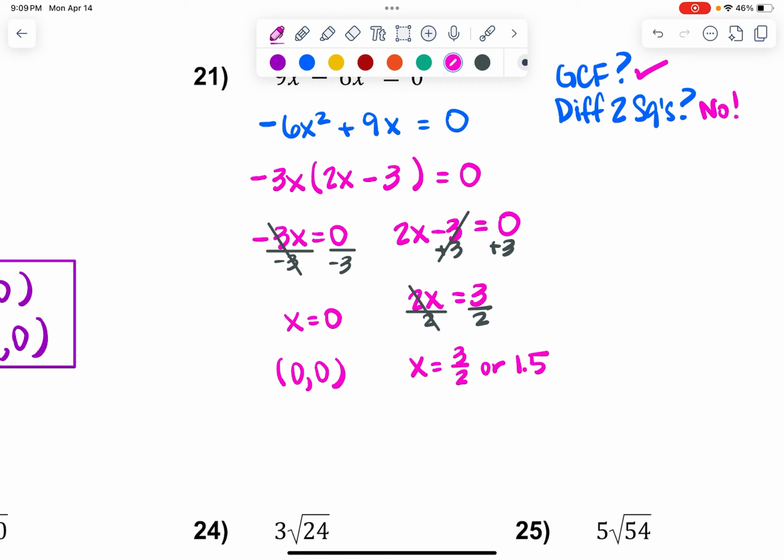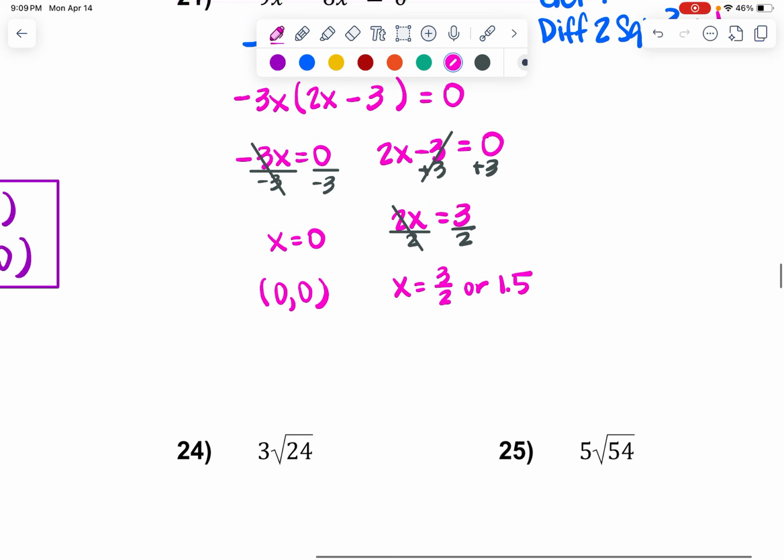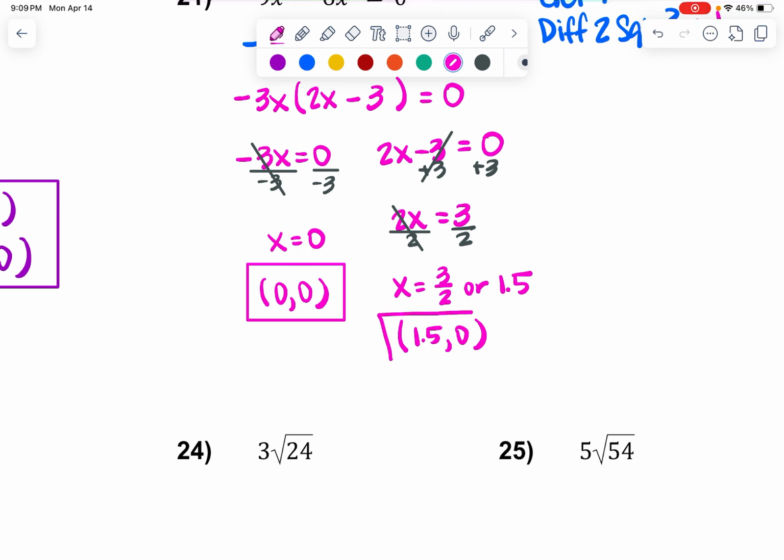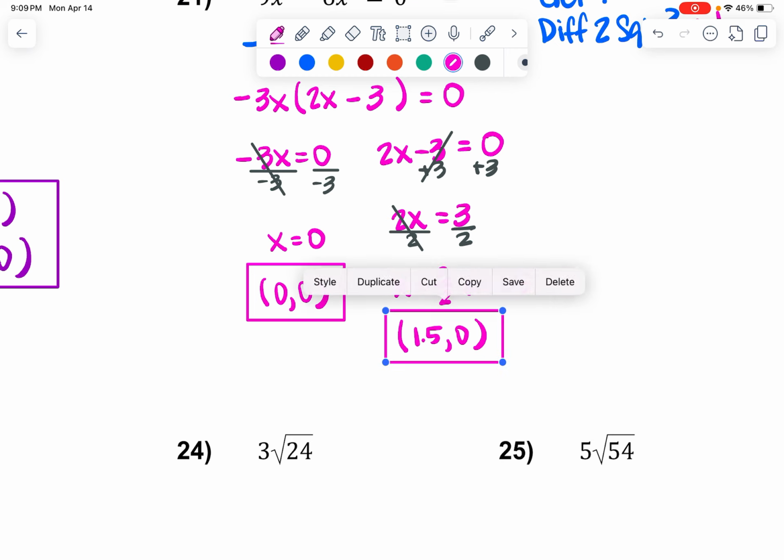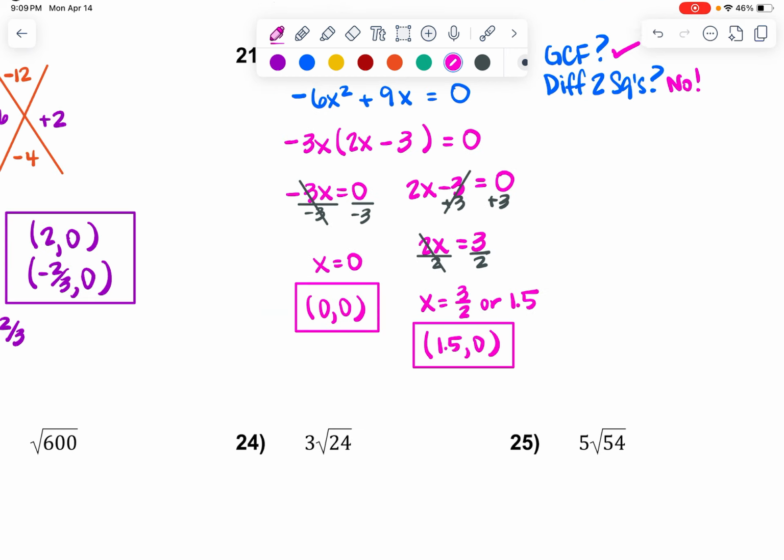I don't care which way you write it, because 3 divided by 2 is exactly 1.5. So it's a nice, pretty finite decimal, right? So you can either write your answer as 1.5 comma 0 or 3 halves comma 0. That is totally up to you. I'll take it either way. Desmos is, of course, going to give it to you as 1.5 when you're checking your answers, so just be aware of that. All right, and again, I'm just going to go ahead and show you.